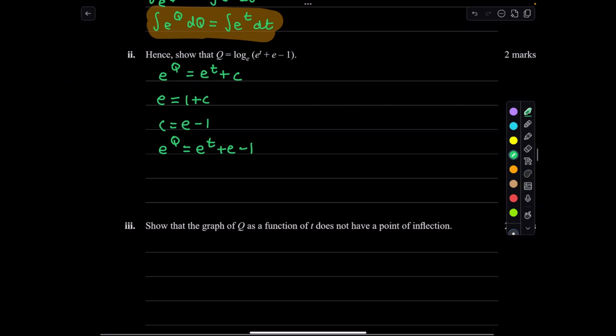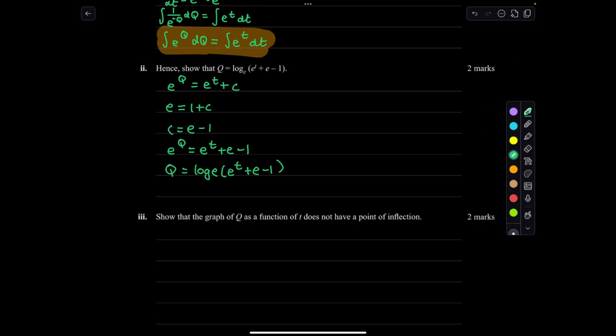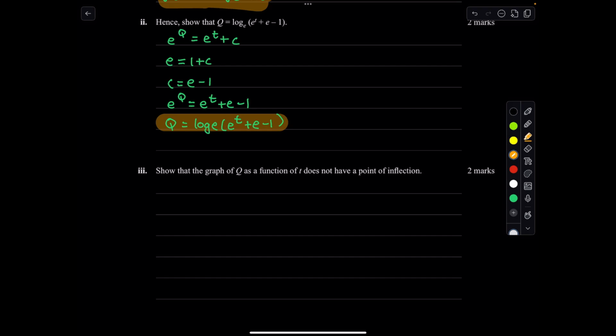And so solving, of course, it's going to become q. The q part, because we're solving for q, is just going to be the log of e^t plus e minus 1, which is the equation that we are given above. So beautiful. There it is. Okay. Next question. Show that the graph of q as a function of t, so what we've got here, does not have a point of inflection.